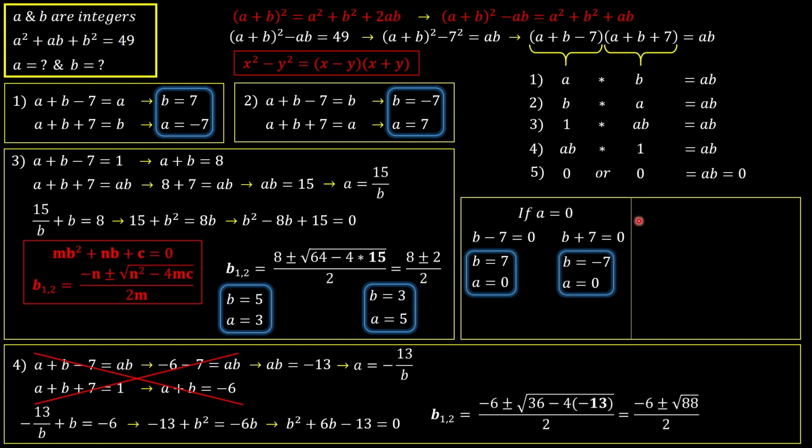Now let's check the situation if b equals 0. Then for the first bracket, we'll get a minus 7, because b equals 0. We'll get only a minus 7 equals 0. And for the second bracket, we'll get a plus 7 equals 0. Then for this case, a equals 7, and for this case, a equals minus 7. These answers are also correct.